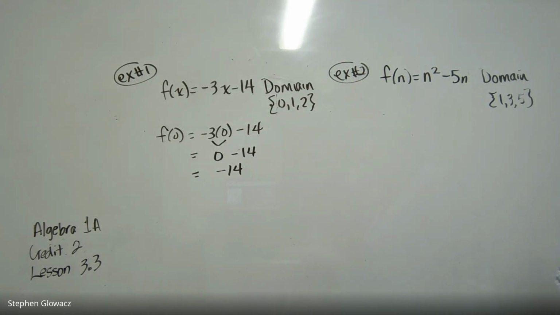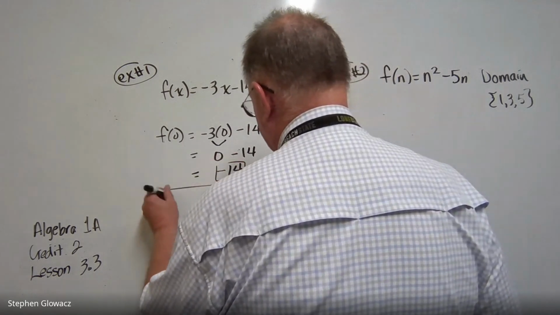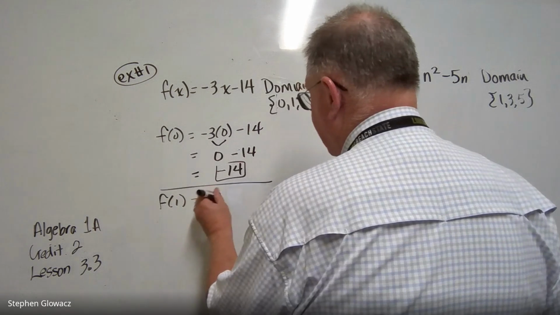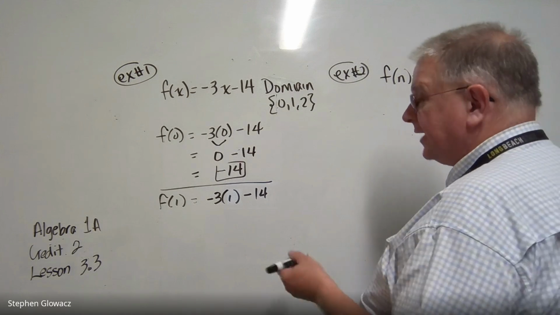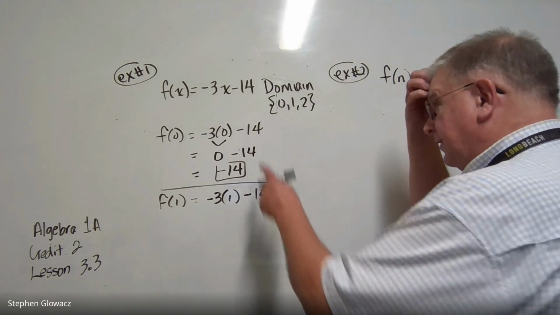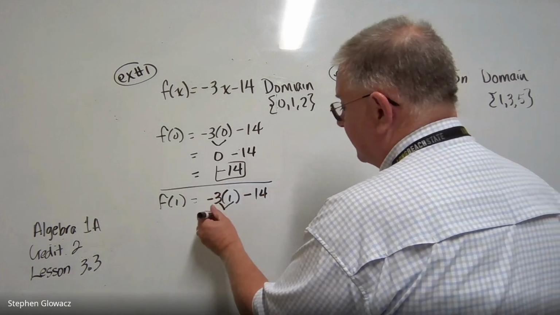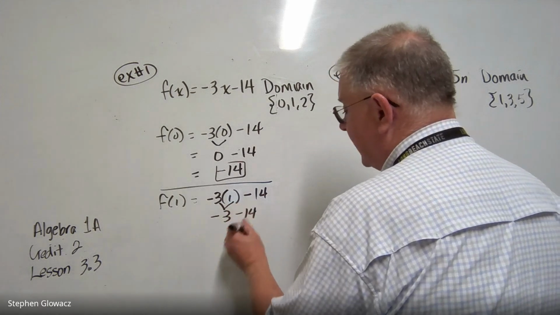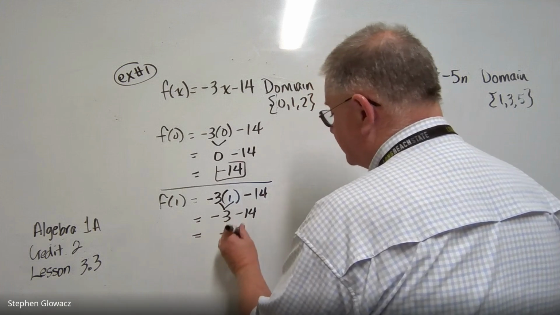Now let's take a look when x is 1. So now we'll substitute 1 in for x. And so let's box that to remind us that that's our first answer. And so we have negative 3 times 1 minus 14. So again, order of operations, just like we did on the first one, tells us we multiply first, then subtract. Negative 3 times 1 is negative 3. And negative 3 minus 14 is negative 17.